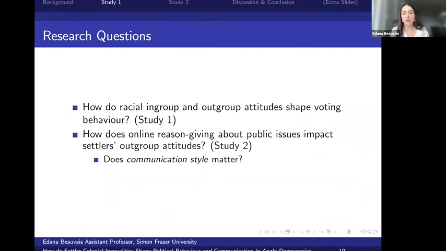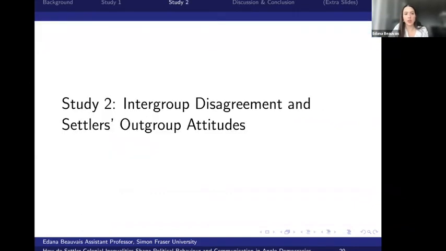So here I've looked at whether a deliberative style of communication online, like online reason giving about public issues, can improve settlers' outgroup attitudes. And in particular, I want to know whether communication style matters and if we can harness the power of personal storytelling to improve settlers' attitudes towards Indigenous peoples. So that's the question that I'm looking at with study 2.